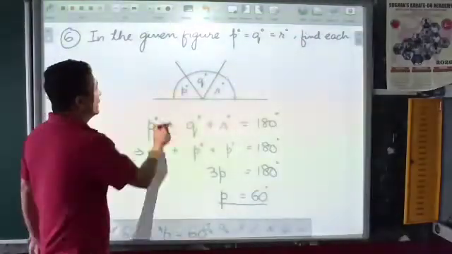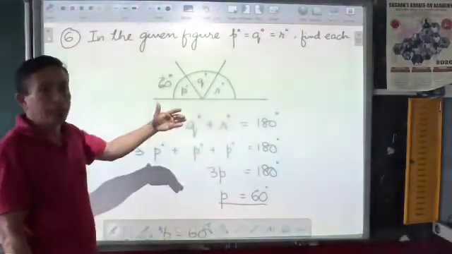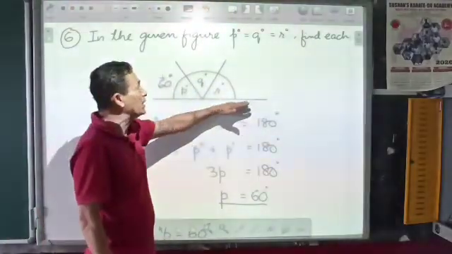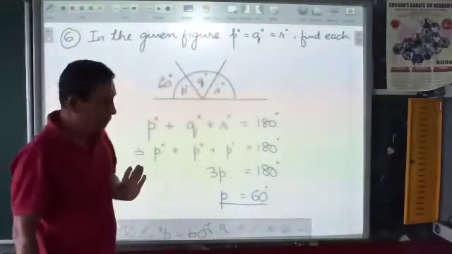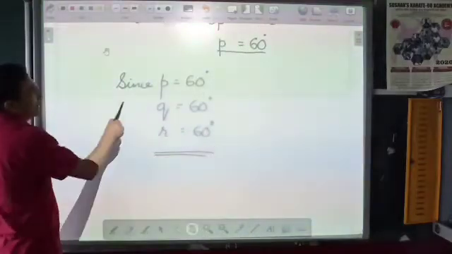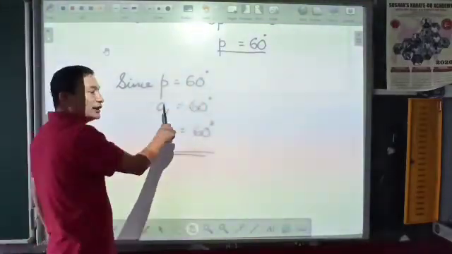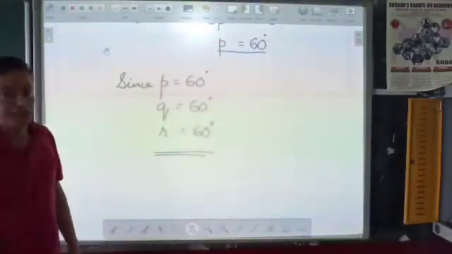Now we understand that this angle is equal to 60 degrees. But we've already said that all three angles are equal because P is equal to Q and is equal to R. So I can say that since P is equal to 60 degrees, Q will also be 60 degrees and R will also be 60 degrees.